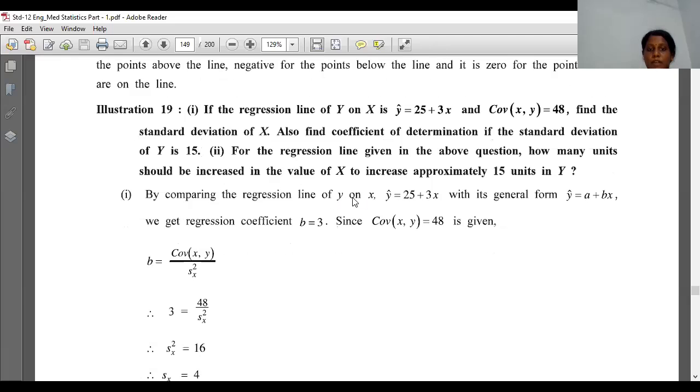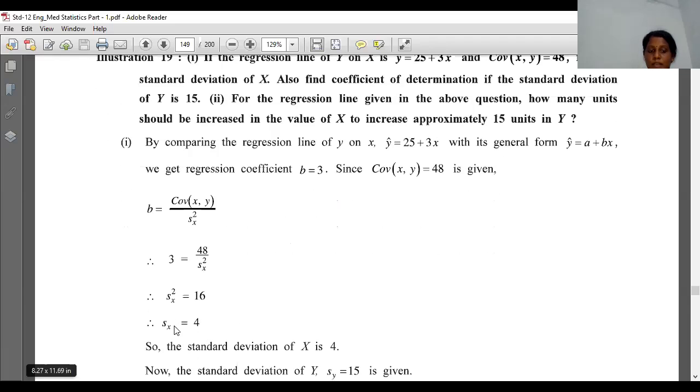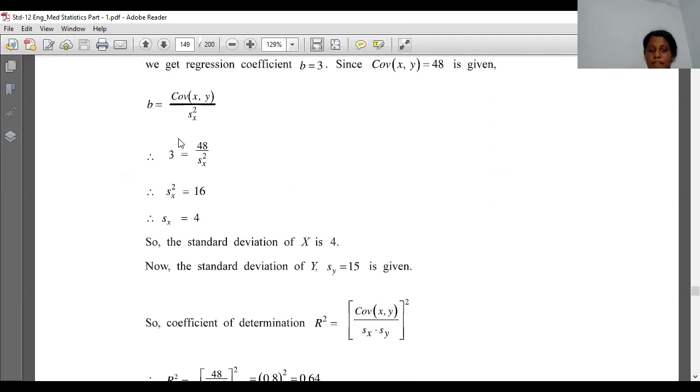By comparing the regression line of y on x, y cap equal to 25 plus 3x, that is given, with the general form y cap equal to a plus bx, here a is 25, b is 3, right? Then we will put the formula b equal to covariance xy upon s square x. So b is 3, covariance xy is given 48, upon s square x. So s square x comes to 16, so sx is 4. Now it is said, standard deviation of y, sy is 15, it is given.